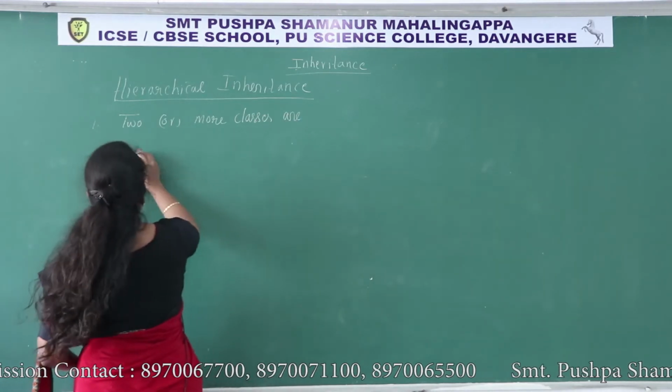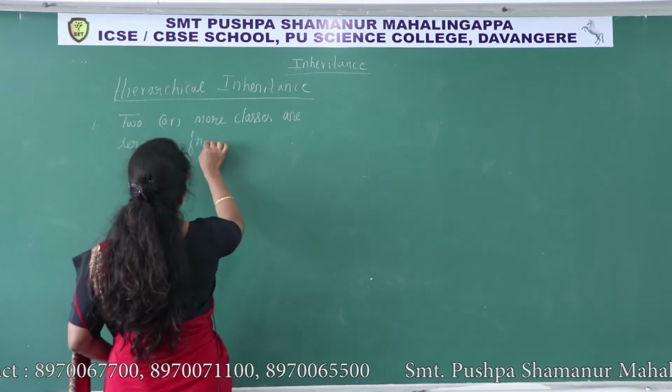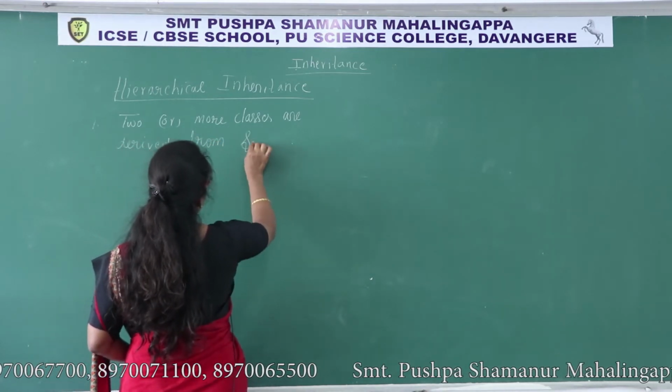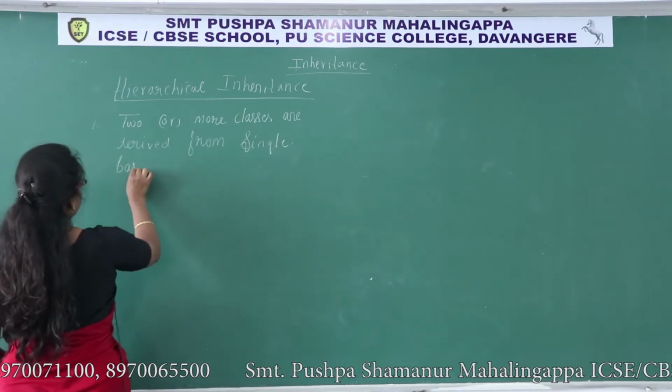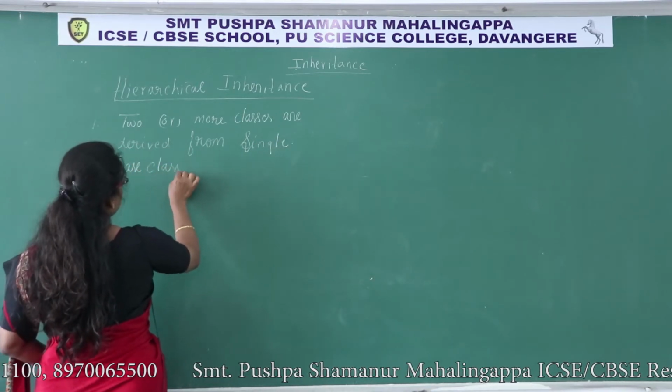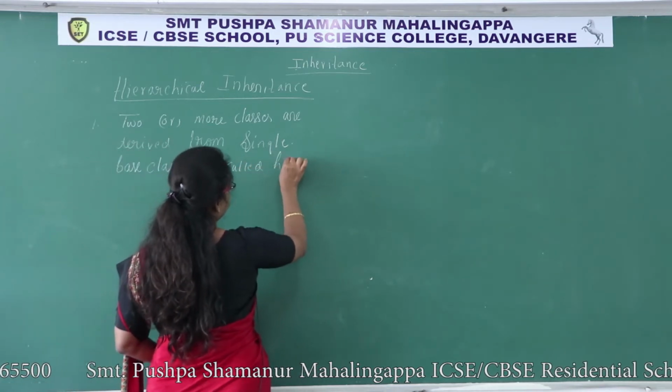Two or more classes are derived from a single base class, that is called hierarchical inheritance.